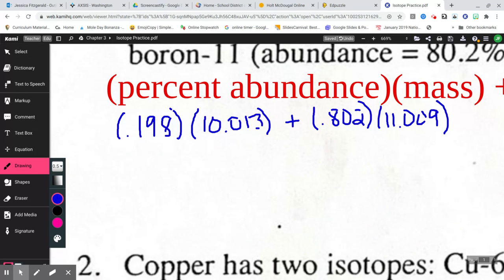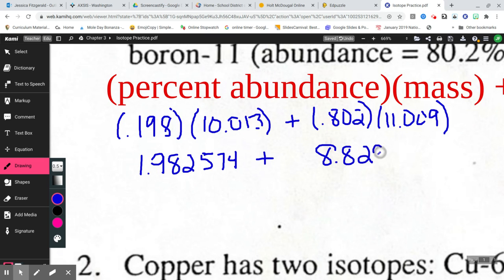So when you take 0.198 times 10.013, you're going to get 1.98254. And when you multiply 0.802 times 11.09, you'll get 8.829218. Add those together.